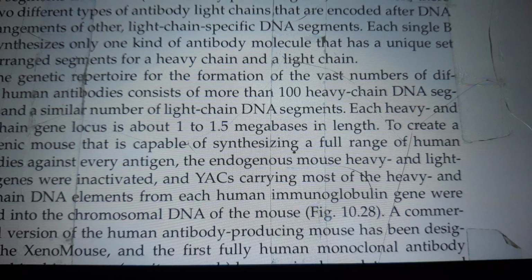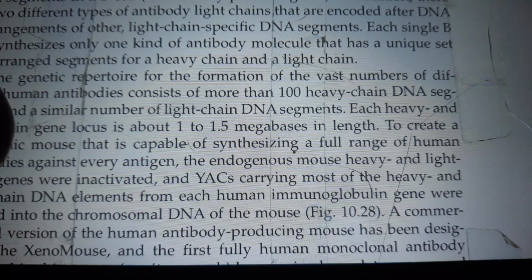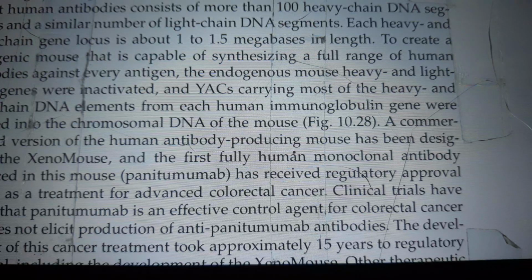The genetic repertoire for the formation of the vast numbers of different human antibodies consists of more than 100 heavy chain DNA segments and a similar number of light chain DNA segments. Each heavy and light chain gene locus is about 1 to 1.5 megabase in length. To create a transgenic mouse that is capable of synthesizing a full range of human antibodies against every antigen, the endogenous mouse heavy and light chain genes were inactivated. YACs carrying most of the heavy and light chain DNA elements from each human immunoglobulin gene were inserted into the chromosomal DNA of the mouse.